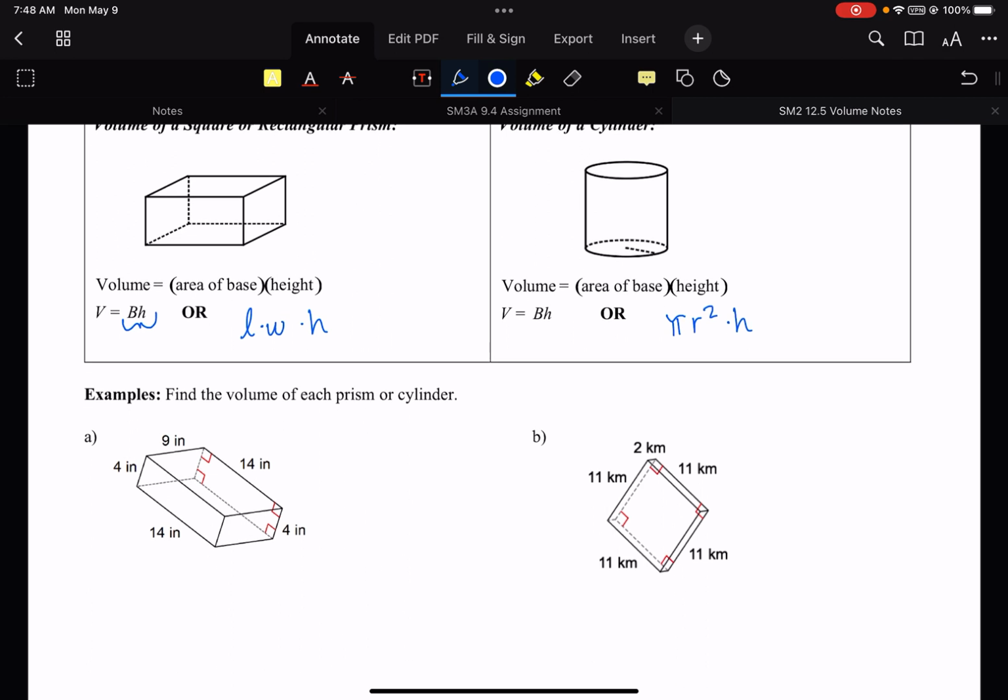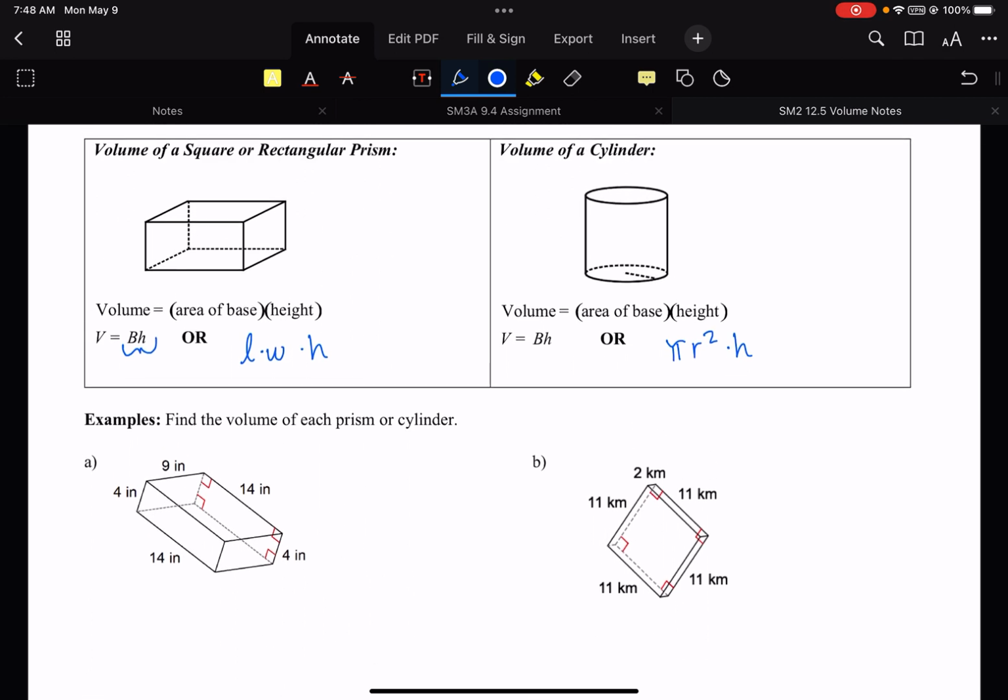So let's go ahead and do some examples here. Let's say I want to find the volume of this prism. In A, it's a rectangular prism. So I need to multiply the length of 14 times the width of 4 times the height of 9. So basically each of those dimensions get multiplied together. If you want credit on your homework, you have to have this formula written out. You have to write out what you're typing into your calculator. 14 times 4 times 9. That gives you 504. Remember that when we're finding volume, you're going to have cubic inches. Kind of like with area, you have square inches.